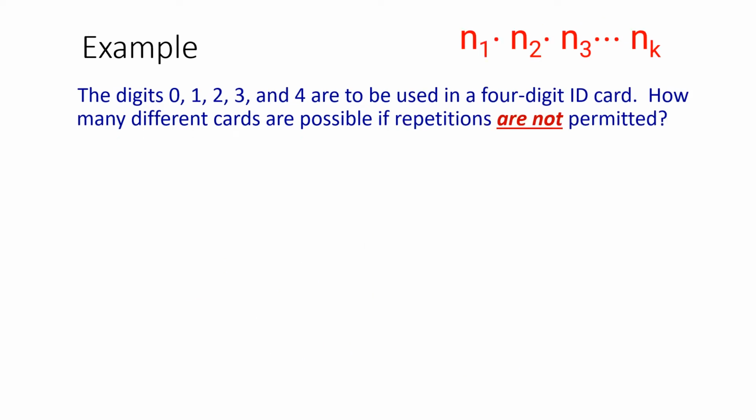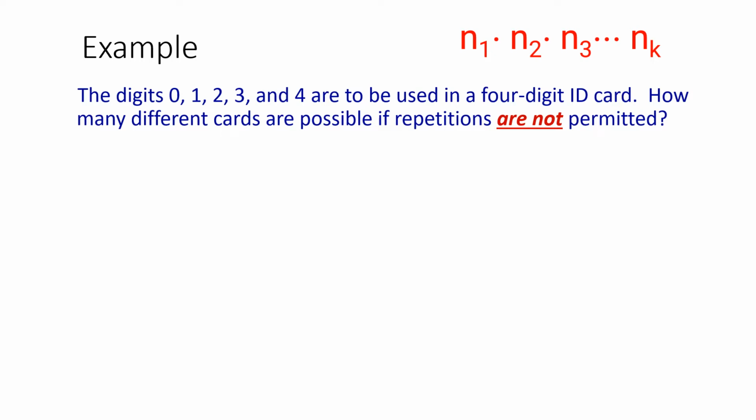Now, we might have some different requirements here. This is almost the same problem, but it says the digits 0 up through 4 are to be used in a 4-digit ID card. How many different cards are possible if repetitions are not permitted? Meaning in these 4 digits, if I already have a 1 in there, I can't use another 1. I can't have 2 ones in those 4 digits. Okay, that's what it means by repetitions aren't possible. So if I already have used a 3 in the first slot, I can't have a 3 in any of the other slots. So that's what that means.